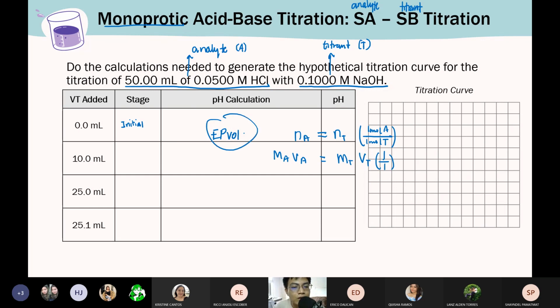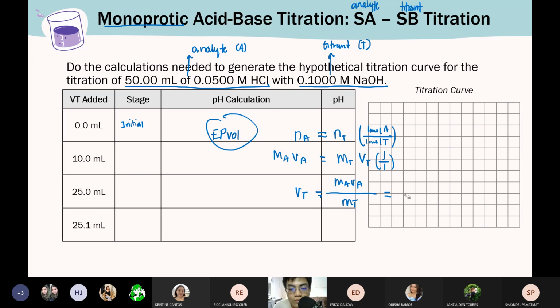What is the EP volume? The equivalence point volume of the titrant. So, find VT. That is what she will do, find VT. So, that will be MAVA over MT. Okay. So, this is the equation for you to get the volume of titrant. I did not include the 1 to 1 anymore, because this is monoprotic, so their ratio is really 1 to 1.